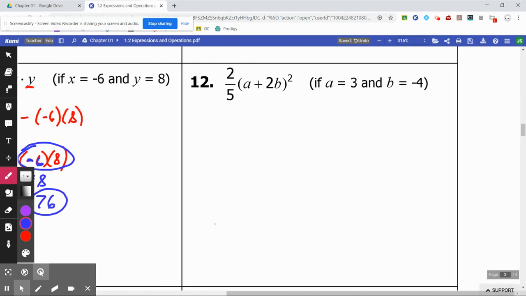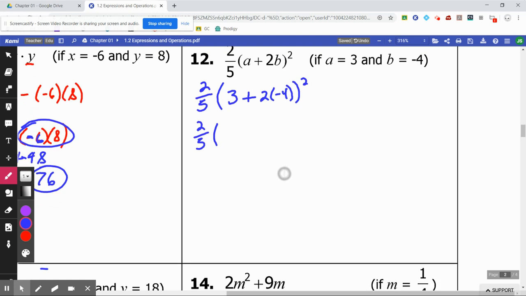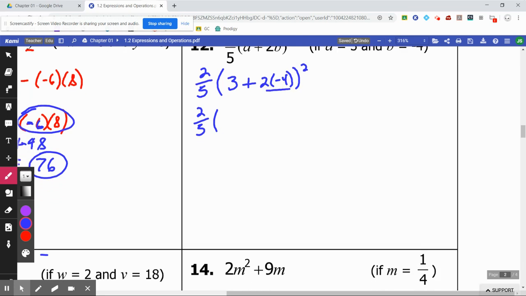Number 12, you have 2/5, parentheses, a is 3 plus 2 times b is 2 times -4, all to the second power. So that gives you 2/5. We've got to do the stuff in parentheses first. Make sure you multiply before you add. Treat this as 3 and a positive 2. The plus 2 is the same thing as positive 2.